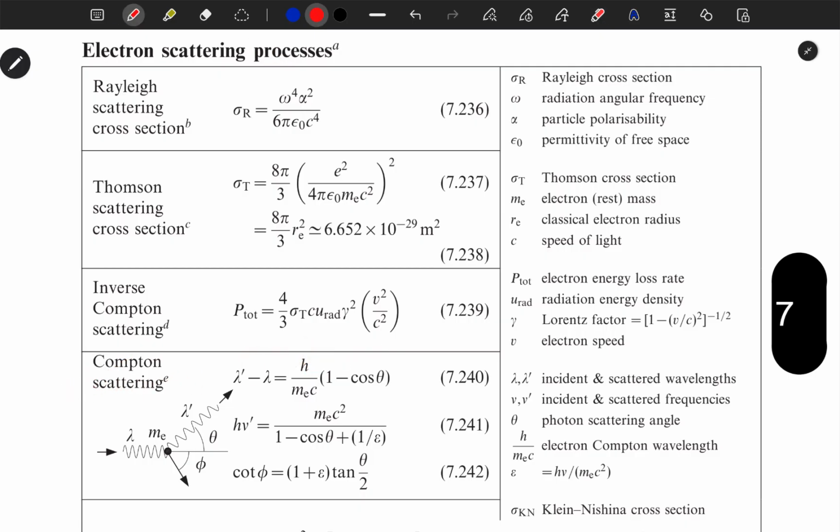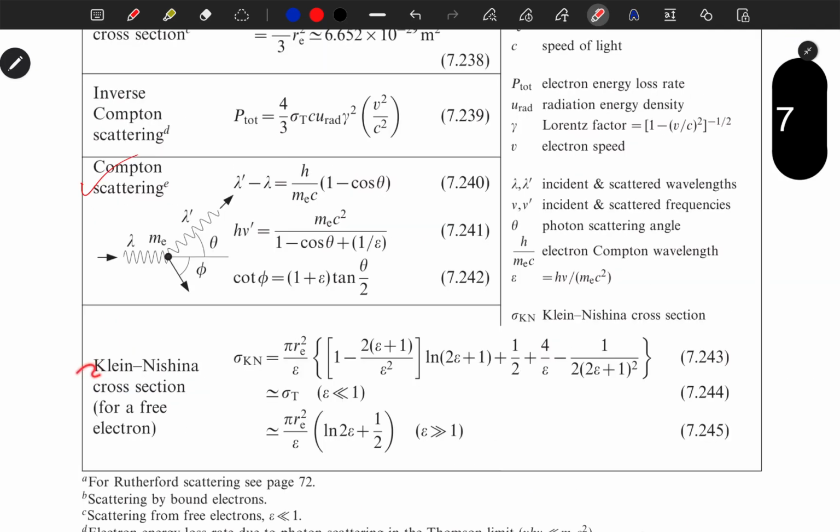Compton scattering. Now h nu dash equal to m e c square by (1 minus cos theta plus 1 by epsilon), and tan phi equal to 1 plus epsilon tan phi by 2. Here epsilon is h nu by m e c square. Now Klein-Nishina cross section, sigma KN has the following form.